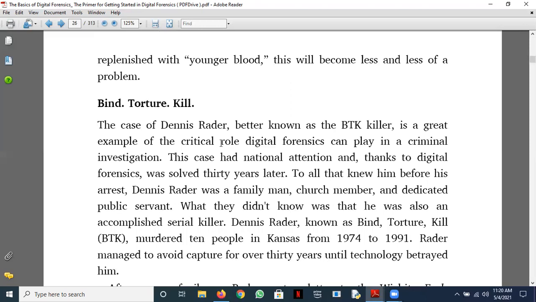So he was an expert killer, and he was caught after 30 years of committing crimes. He murdered 10 people in Kansas from 1974 to 1991, but he was captured 30 years later with the help of digital forensics. You can see the highlighted part. This case had national attention, and thanks to digital forensics, was solved 30 years later. From 1974 to 1991, he killed 10 people, but he was not convicted. Nobody was able to catch him. But one small mistake and one digital forensics investigation, the case was solved 30 years later.